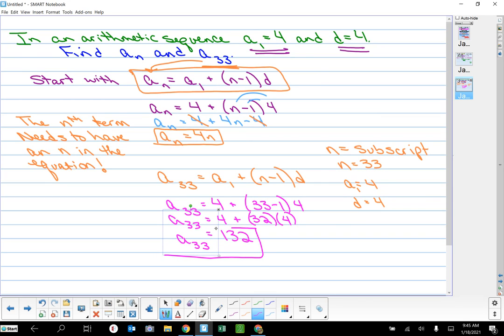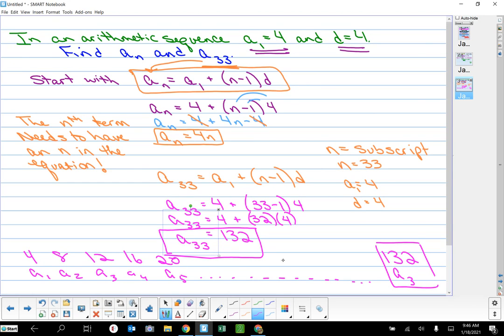So that means if you were to take this thing out 33 terms, so you have A sub 1, A sub 2, A sub 3, A sub 4, A sub 5, and so on, to A sub 33, the value of this term is 132, right? And this one starts at 4, and D is 4, right? The difference between them is 4. So this would be 8, 12, 16, 20, and you can just increase by 4 every single term, till you get to A sub 33.